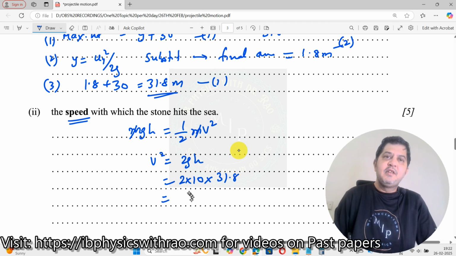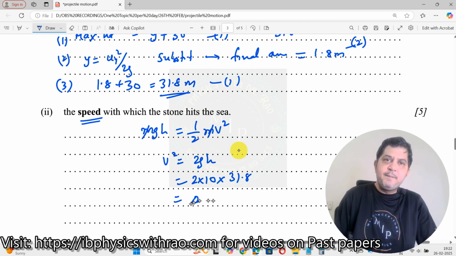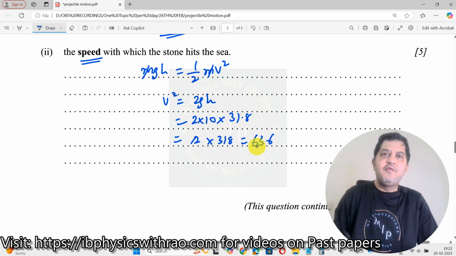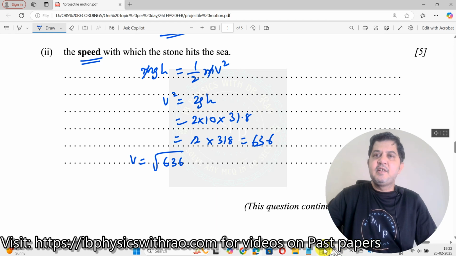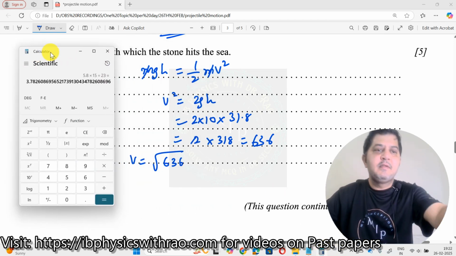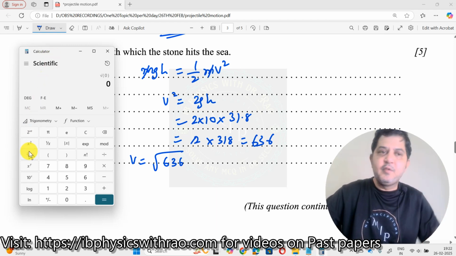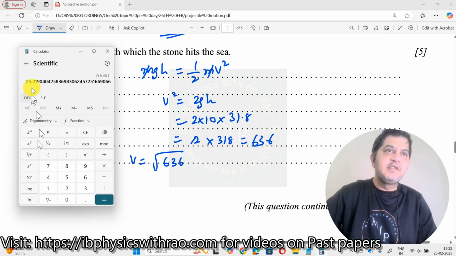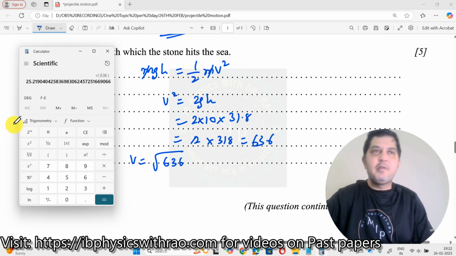31.8 meters. So which should be 2 into 318. How much is it? 2 8s are 16, 1, 2 1s are 2, 3, 2 3s are 6, 636 is your v square. Get the value of v here. Value of v should be square root of 636. Let us find it out using our calculator. So we have square root of 636. The square root of this comes out to be around 25.2.